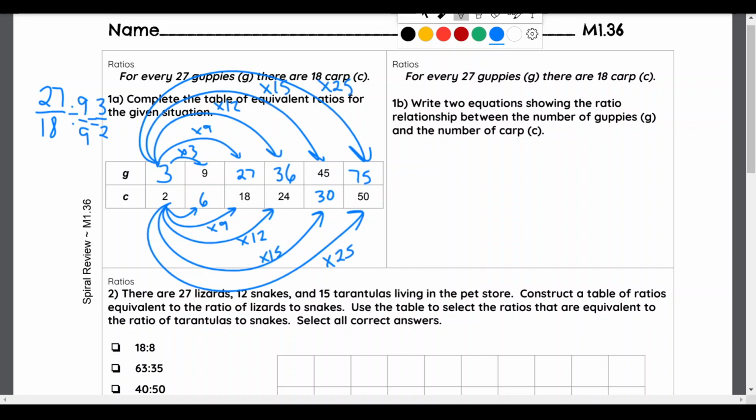If I didn't know 3 times 15 is 45, I would have to do 45 divided by 3 to find out that I need to multiply times 15. The same thing with 2 times 25. If I didn't know 2 times 25 was 50, I would have to do 50 divided by 2 to find out that it was multiplied by 25.